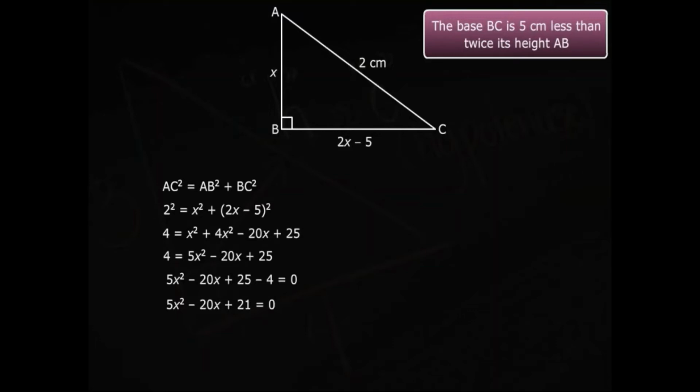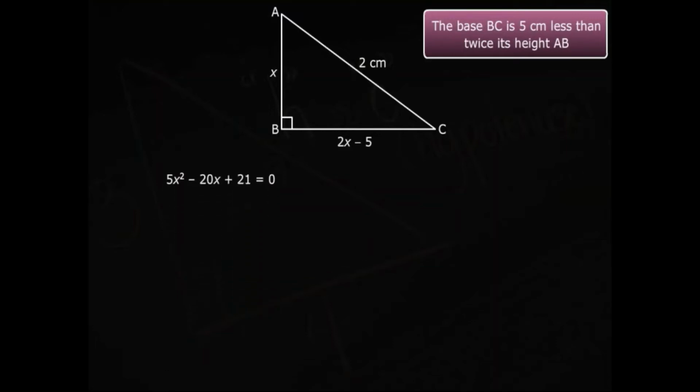Now we need to solve this quadratic equation in order to find the value of x. So let's employ the quadratic formula. And what does the quadratic formula say? x equals minus b plus minus root b square minus 4ac by 2a. Let's substitute the values here.